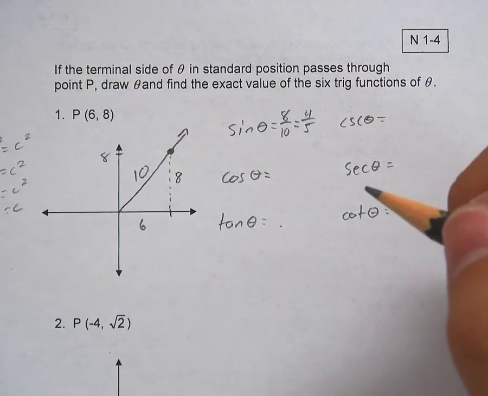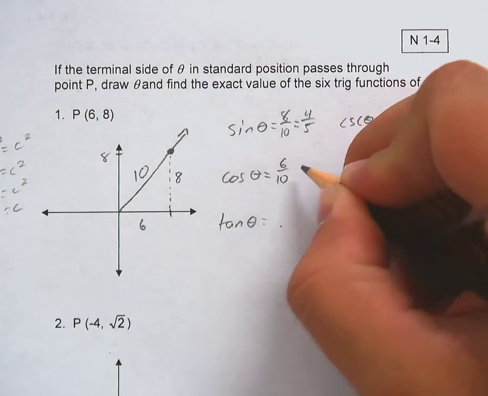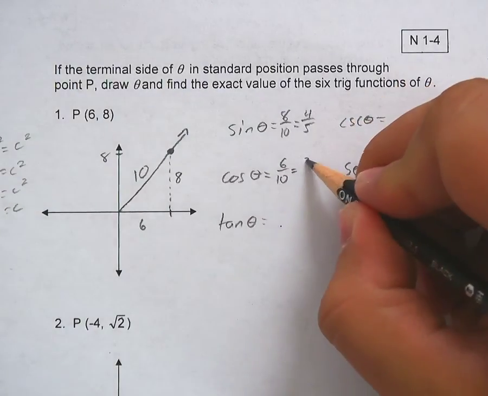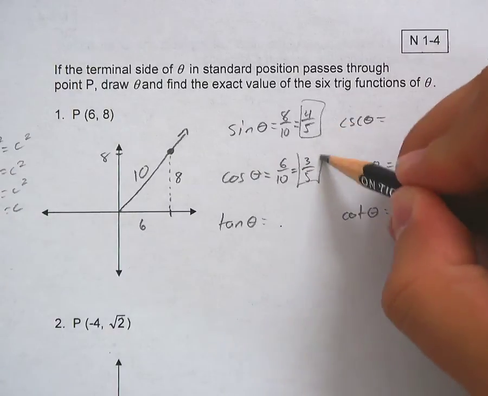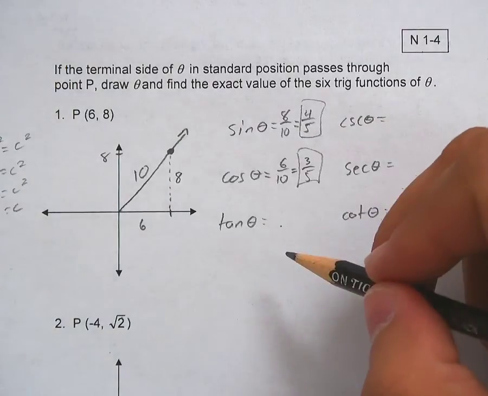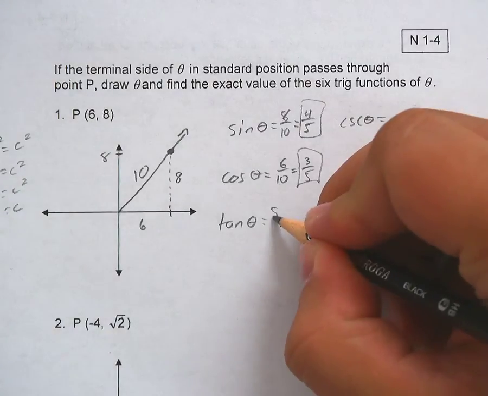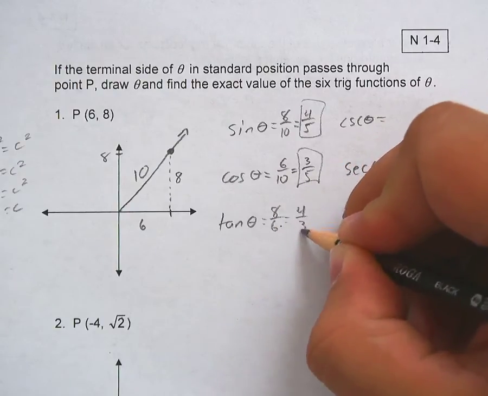Cosine is x over r, which is 6 over 10. Simplify that to 3 over 5. But keep in mind, these are your answers here. The cosine of theta is 3/5. Tangent is y over x, 8 over 6, which is simplified to 4/3.